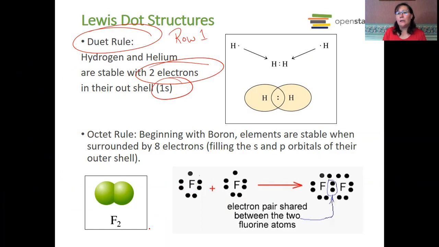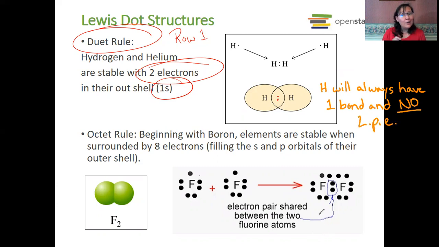So the duet rule literally means that hydrogen will always have 2 electrons on it. And you could even go farther than that by saying that hydrogen will always have 1 bond and no lone pair electrons. Okay, I don't give you always rules very often, so that is one that you probably want to write down.